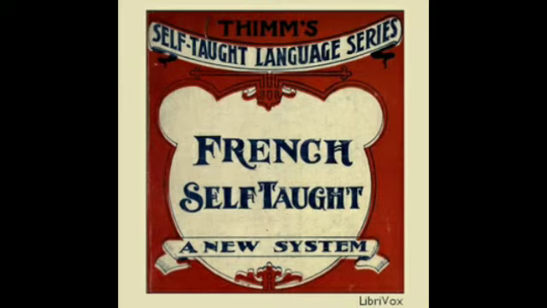French Self-Taught by Franz J. L. Thimm. Section 6. Verbs. Avoir, to have. Infinitive mood. Present: avoir, to have. Past: avoir eu, to have had. Participles. Present: ayant, having. Past: eu, had; ayant eu, having had.